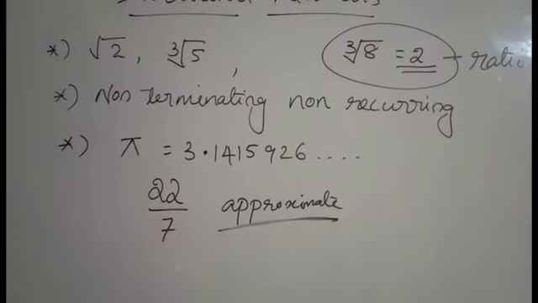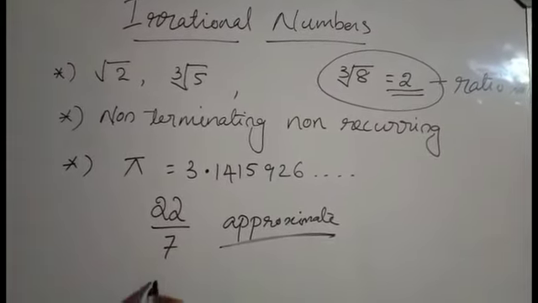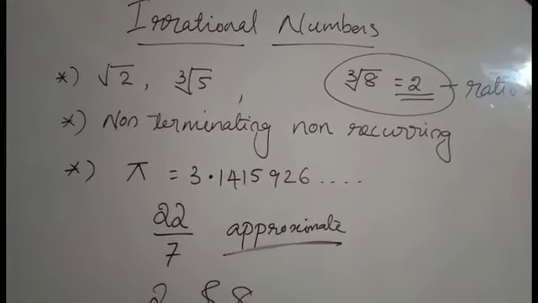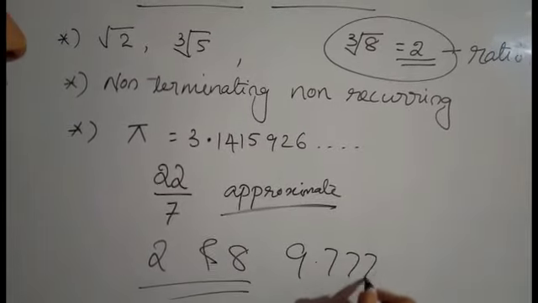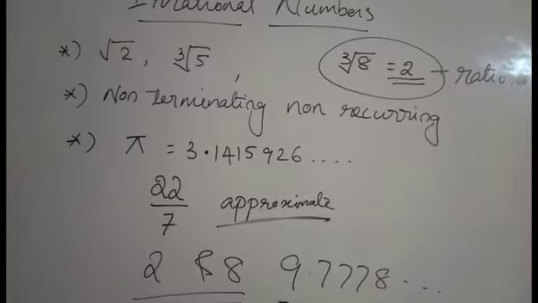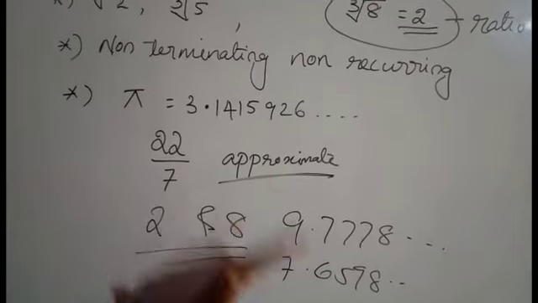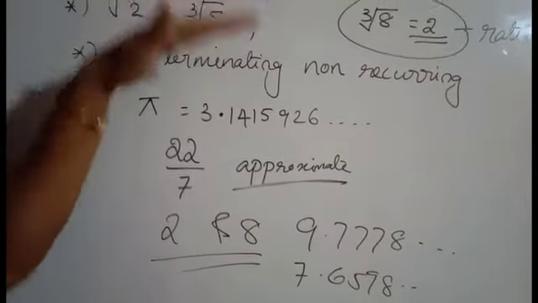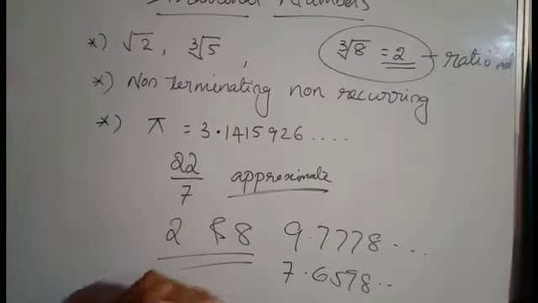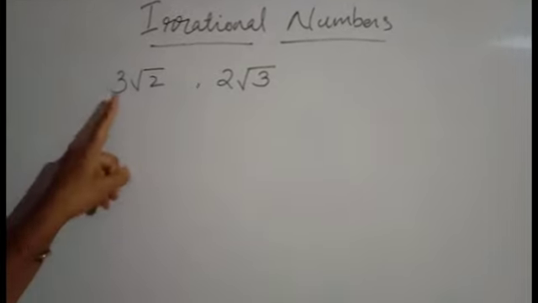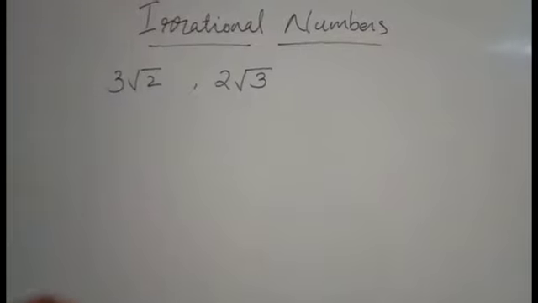We know how to compare two rational numbers and find out which number is greater. Like, if you have numbers like 2 and 8, it's simple. You can say that 8 is the greater number. Or if you have some decimal numbers like 9.7778, etc. or 7.6589, etc., even if you compare these numbers, you can say which is the greater number. Now when it comes to irrational numbers, how can we find which irrational number is greater? Consider 3 root 2 and 2 root 3. Can you tell me which number is greater?